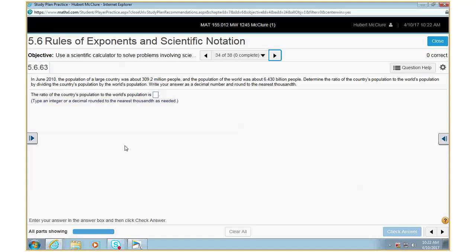In June 2010, the population of a large country was about 309.2 million people, and the population of the world is 6.43 billion. Determine the ratio of the country's population to the world's population, and it tells you what to do by dividing the country's population by the world's population. Write your answer in decimal numbers and round to the nearest thousand. All right? Go to it. If you can't do it, then you're a failure.